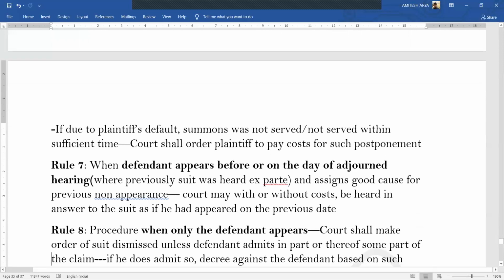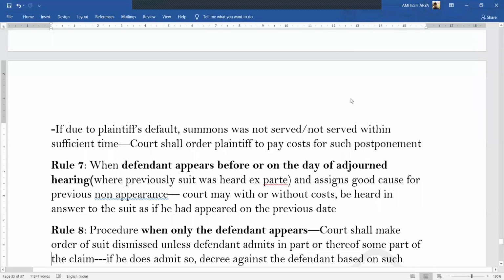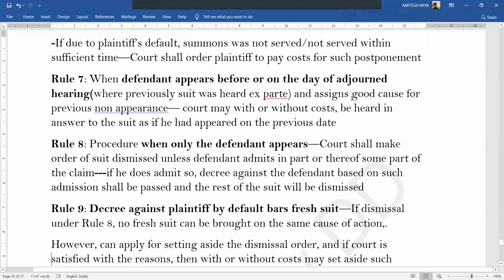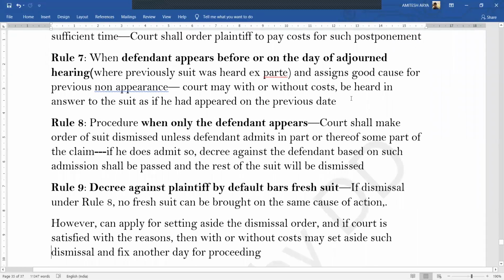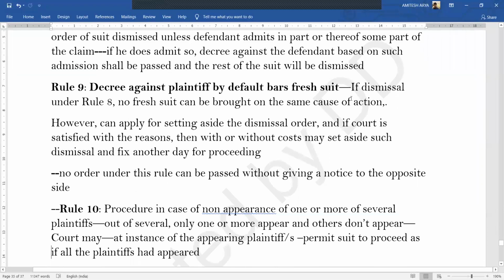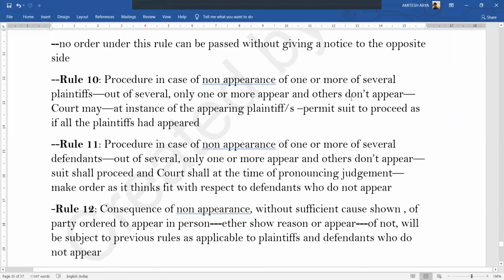Now rule number 8, what is happening when the defendant is appearing here. Where you're seeing again that when the defendant only is appearing, again the suit will be dismissed unless defendant himself is admitting a part. And rule number 9 is saying if the plaintiff is not coming but the defendant is coming, then you cannot bring a fresh suit. Rule number 10 is talking about when some of the defendants or some of the plaintiffs are not appearing. Rule number 11, when some of the defendants are not appearing. Rule number 12 is talking about what happens if you're not appearing when you're not giving any sufficient cause.